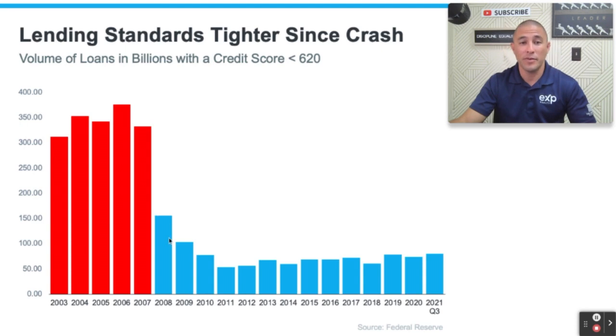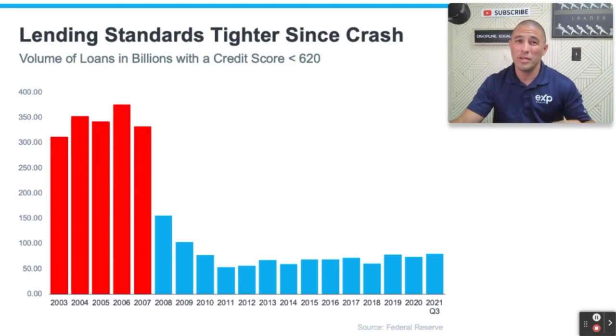And that fell significantly in the late 2000s and then has hovered around 100 million and even less all the way up until this point. So that has not changed, right? That's stabilized, and that's been very steady going forward. It's a lot harder to get a loan if you have a credit score of less than 620. And so the lending standards are much, much tighter than they were in the last crash.